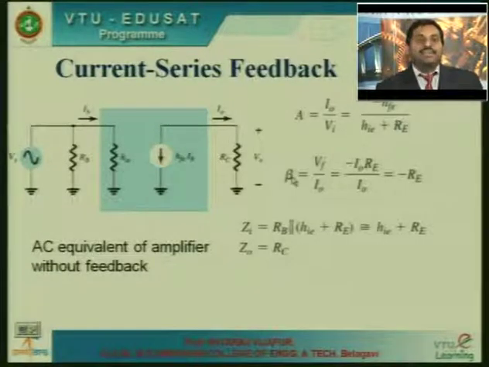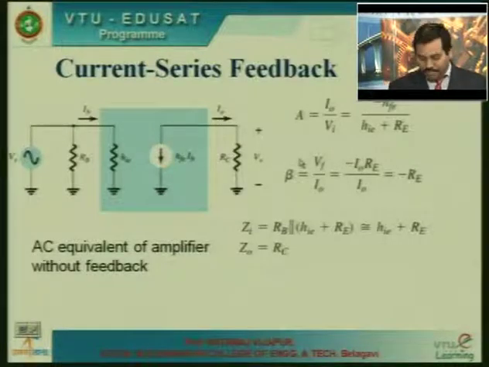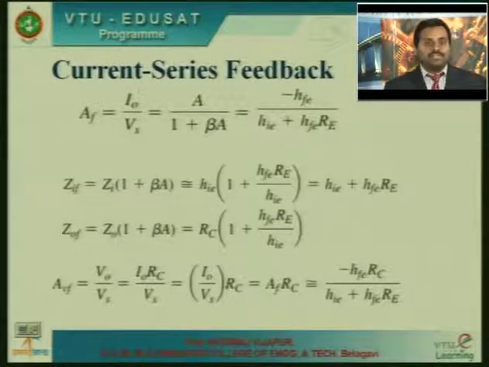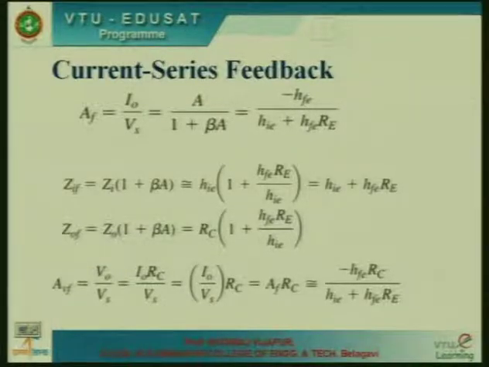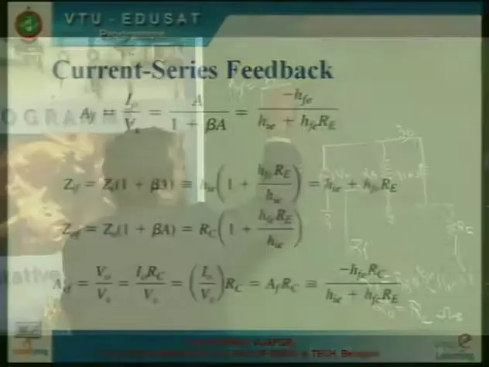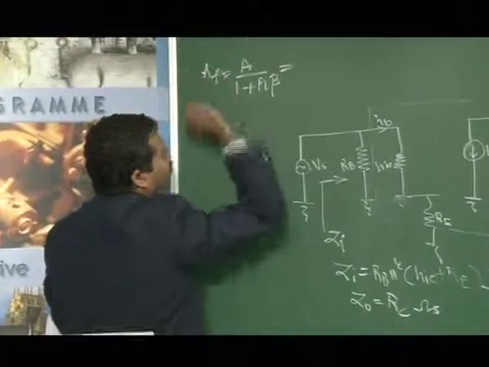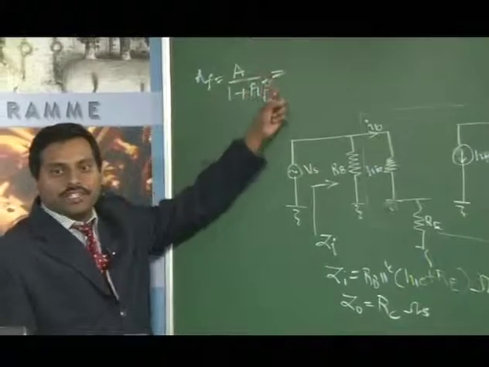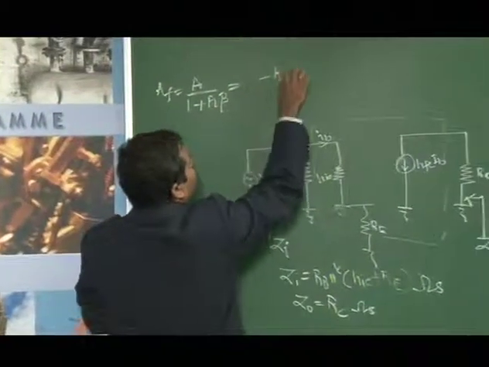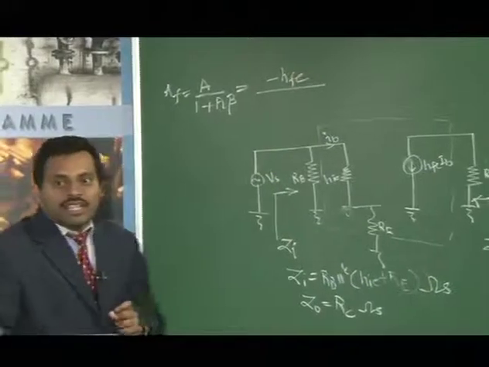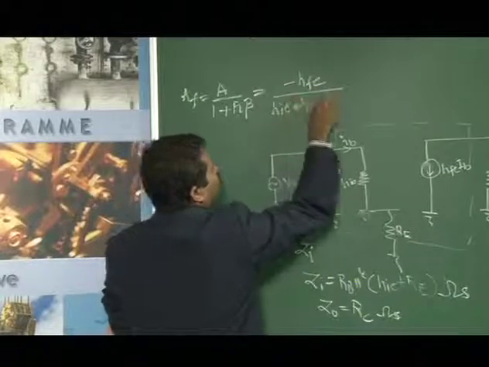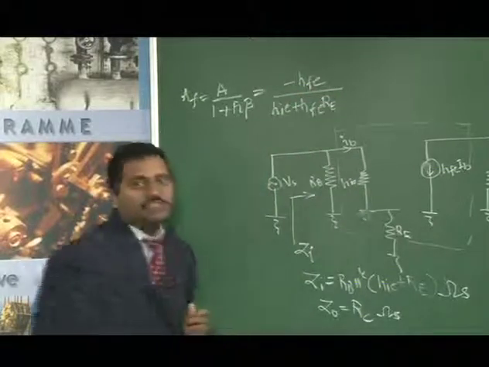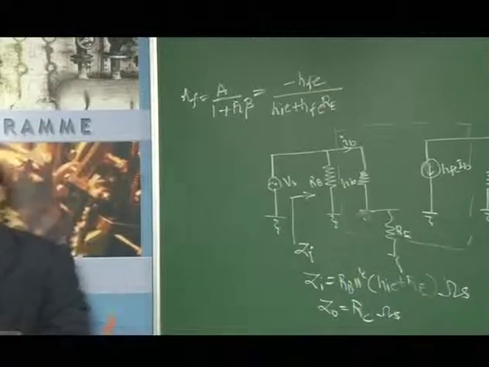You have already determined beta. So substitute both A and beta and you will get AF. So this is an expression for AF. You will get AF equals A divided by 1 plus A into beta. Substitute A, substitute beta. So it will be minus HFE divided by HIE plus HFE RE. Okay, that is the closed loop gain.